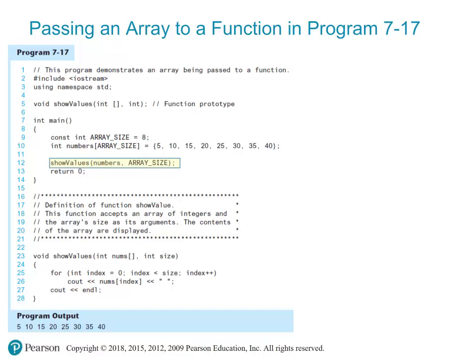The showValues function takes an integer array, nums, and an integer size as parameters. Inside showValues, a for loop iterates over the array using the provided size and prints each element. By passing the array size, the function can accurately iterate through the array, avoiding out-of-bounds errors. When the program runs, it will display the array elements separated by a space.